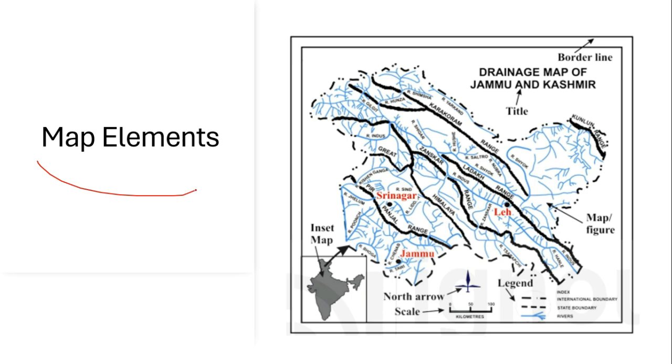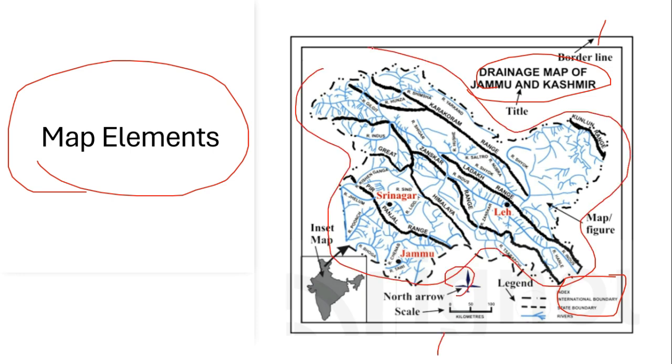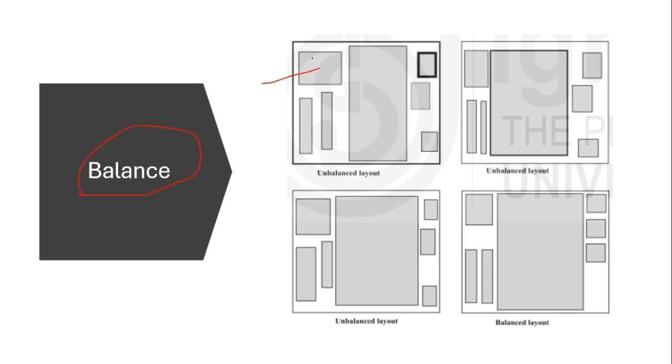So what is a map element? We have already learnt about the map elements: the title, the border line, the legend, the scale, the north arrow, the map placement. So how you are placing these map elements properly and evenly on a map. These map elements play a role in map layout making. Then we have balance. When you place these different map elements, there should be balance.